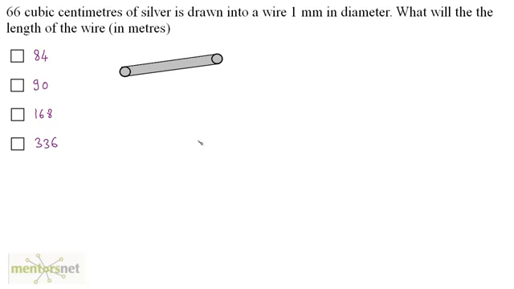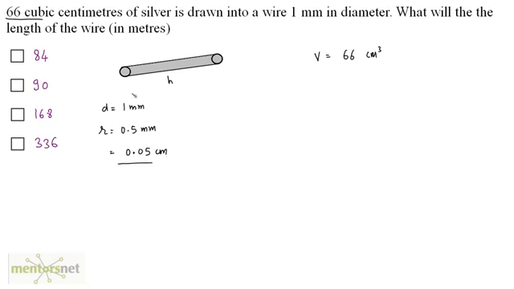Now a wire is basically a cylinder, and we have been given the volume of the cylinder. That's 66, so volume is equal to 66 centimeters cube. Now what we want is the length of the wire, that is the height of the cylinder, and we have been given the diameter of the cylinder, and that's 1 millimeter. So the radius will be half of the diameter, that's half of 1 millimeter, so that's 0.5 mm, and 0.5 mm is basically 0.05 centimeters.